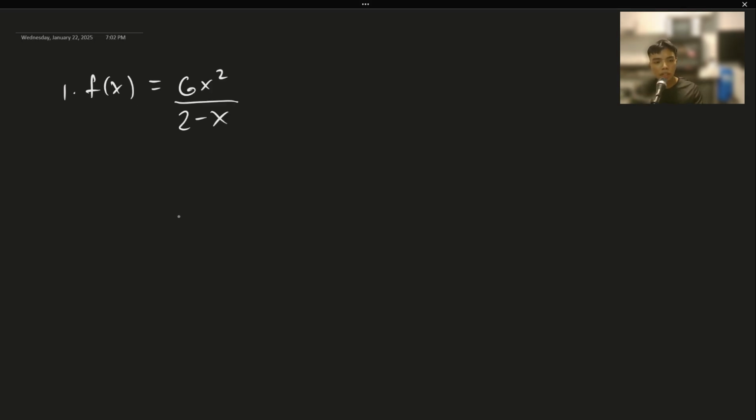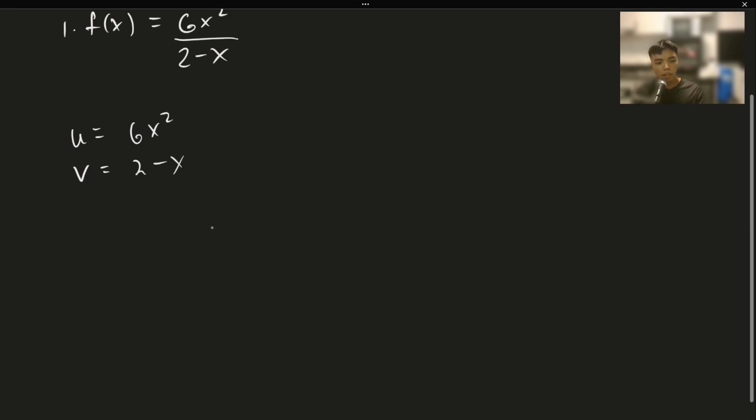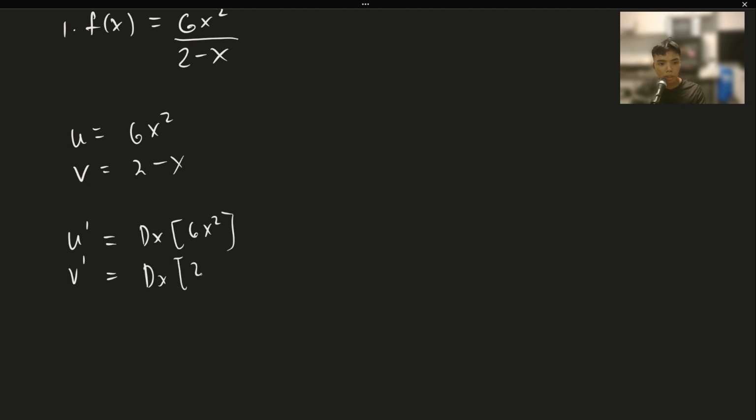So we are given f of x equals 6x squared all over 2 minus x. First, we find our u and our v. So we let u equal 6x squared and v equal 2 minus x. Next, we find the derivatives of these functions, so u prime and v prime. The derivative of 6x squared and the derivative of 2 minus x.